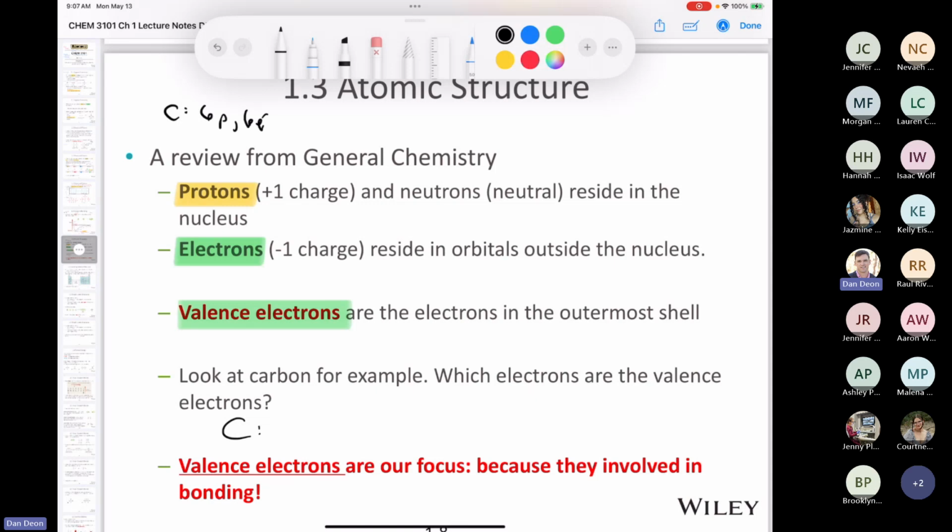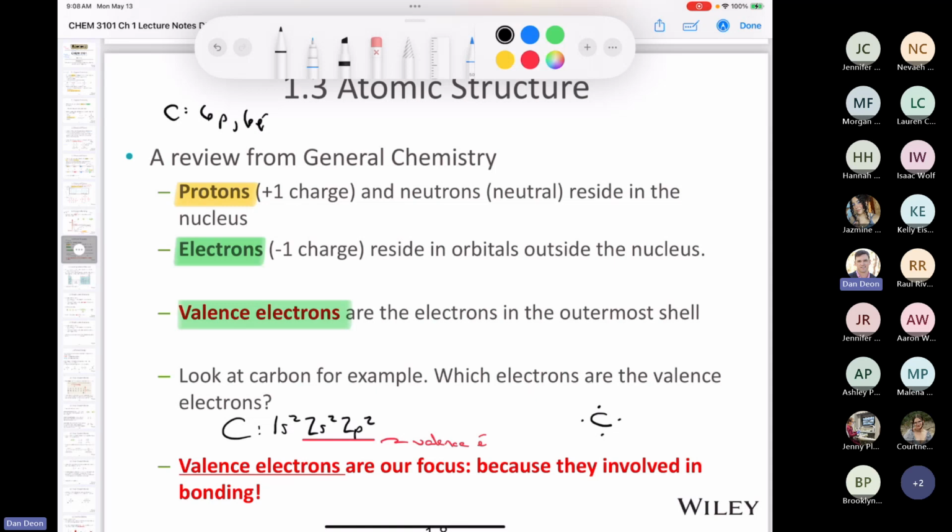So what's my electron configuration going to look like? It's going to be 1s2, 2s2, 2p2. All right, so what are the valence electrons? Those are the outermost electrons. So those would be these 4 electrons right here. These are the valence electrons. And so now, if we want to draw a Lewis structure of carbon, it's going to look like this. Carbon has 1, 2, 3, 4 valence electrons. All right. So there you go.